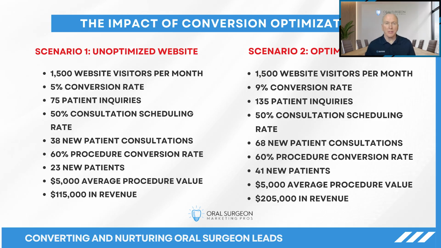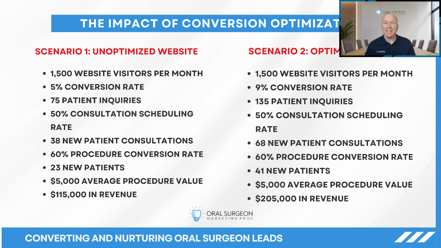Now look at scenario 2, optimized website. The traffic remains identical at 1,500 visitors, but by installing the 13-element protocol, your conversion performance rises to 9%, producing 135 patient inquiries. Maintaining the exact same scheduling and procedure close rates, your consultations jump to 68, resulting in 41 new patients. At that same $5,000 baseline, your monthly revenue scales to $205,000.